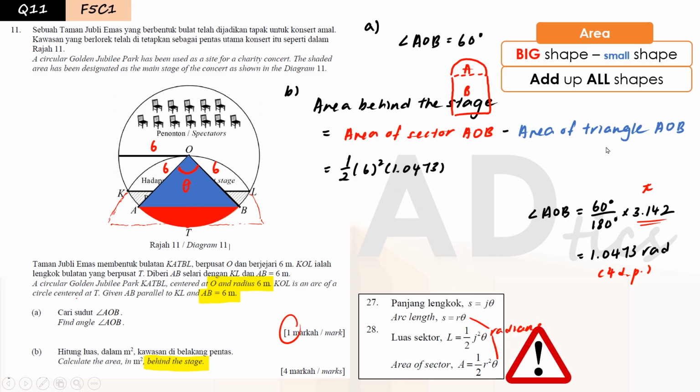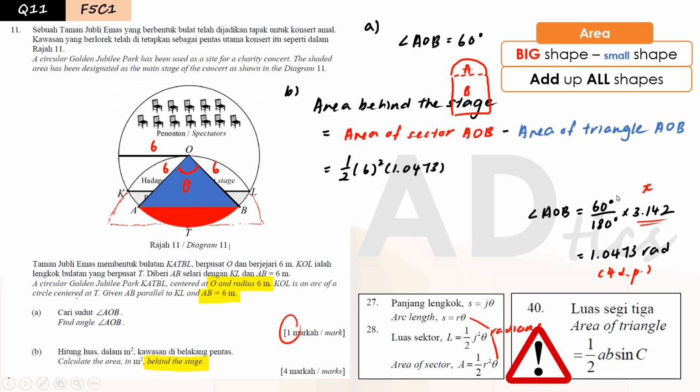So for the area of a triangle, we can use one of the formulas in Form 4 Chapter 9, which is also in the formula sheet, formula 40: 1 over 2 AB sine C. How to use this formula: let's say I use this triangle as an example. If we have the lengths of two sides of the triangle, let's say OA and OB, and the angle between the two lines, which is theta, then we can find the area of the triangle.